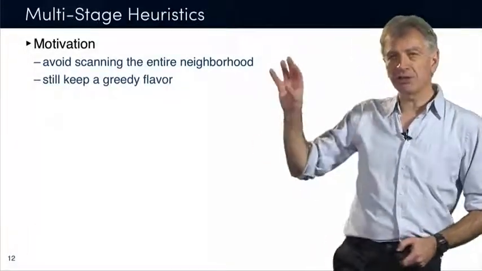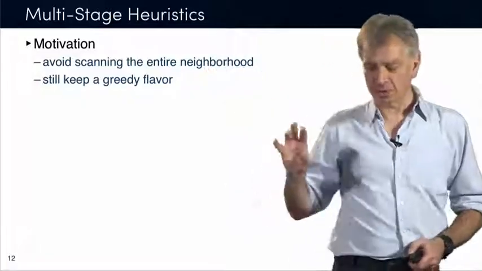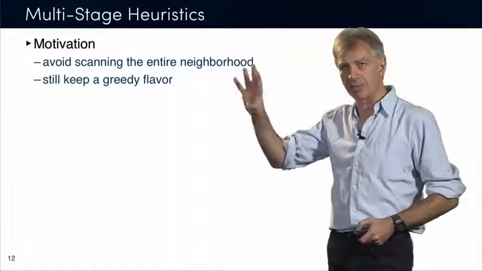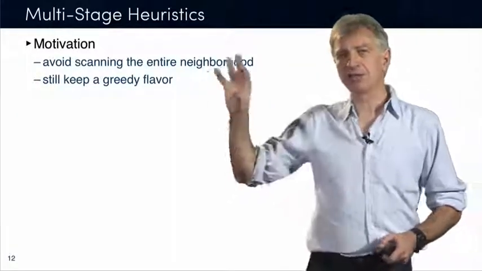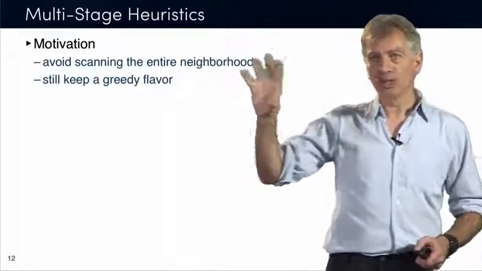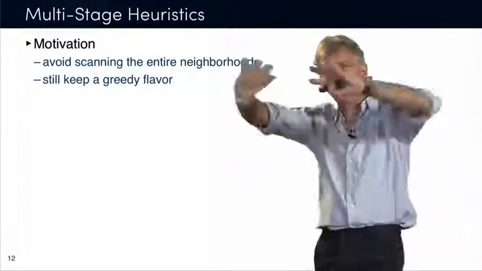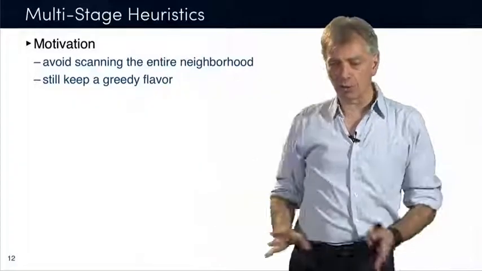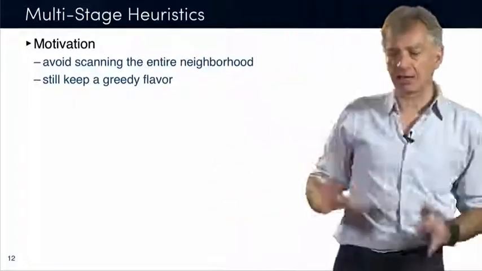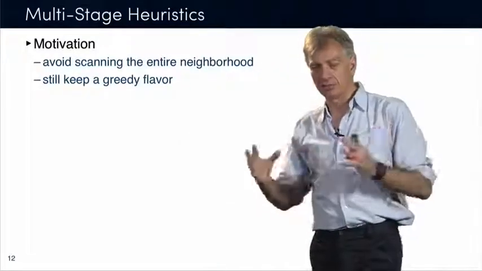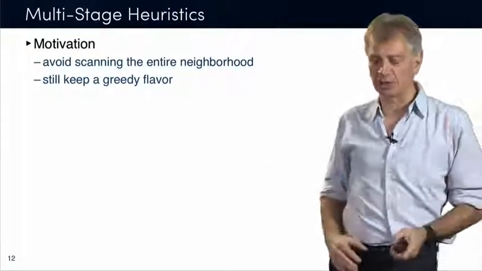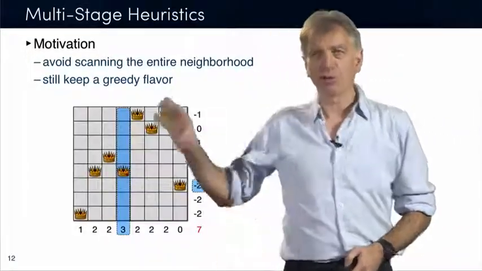Okay, so let me talk a little bit about the multistage heuristic because, as I said, some of them are really useful in practice. And the motivation, as I said, is you still want to keep the greedy aspect, but you don't want to scan the entire neighborhood because for some reason it's too large and it's not a good compromise between the quality of the solution and the efficiency of the algorithm. Okay, so we have seen one of those.